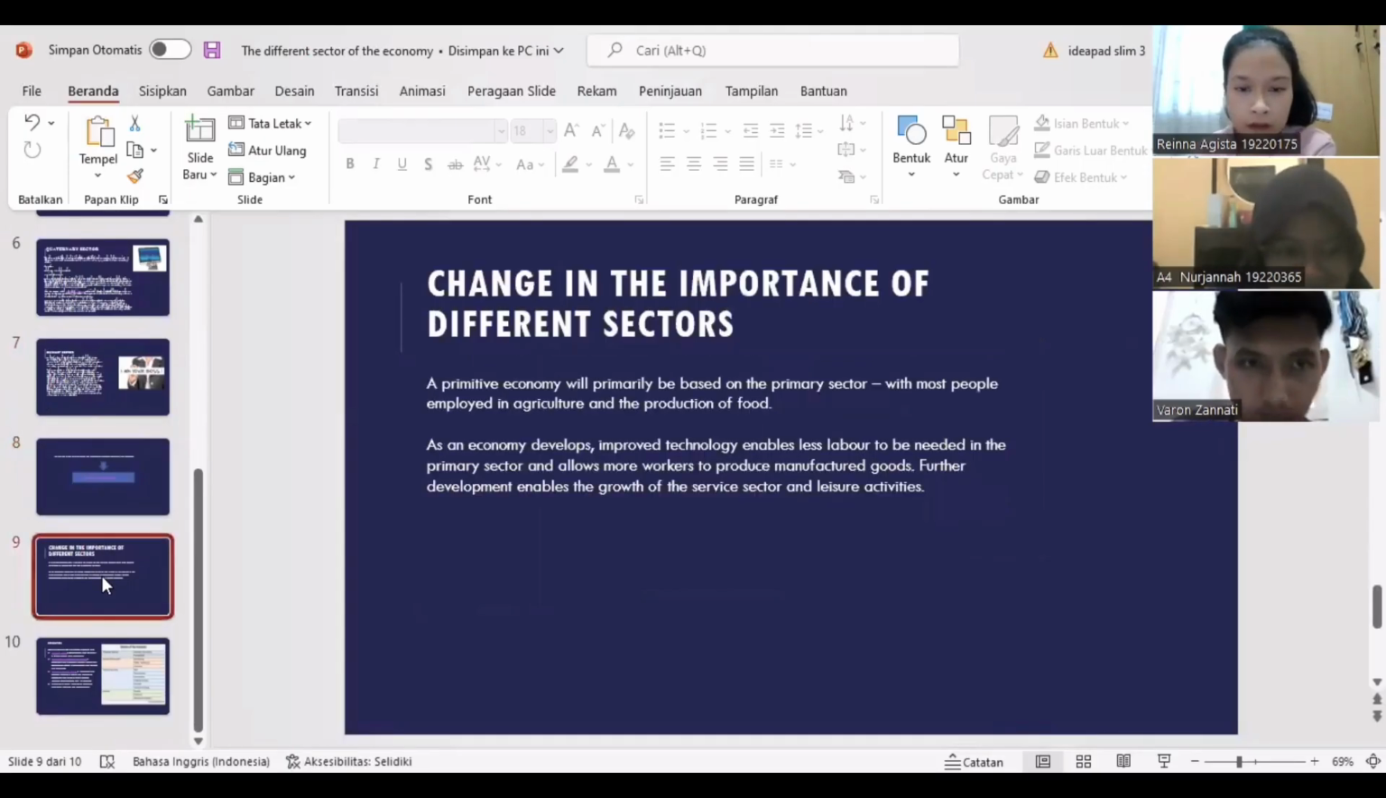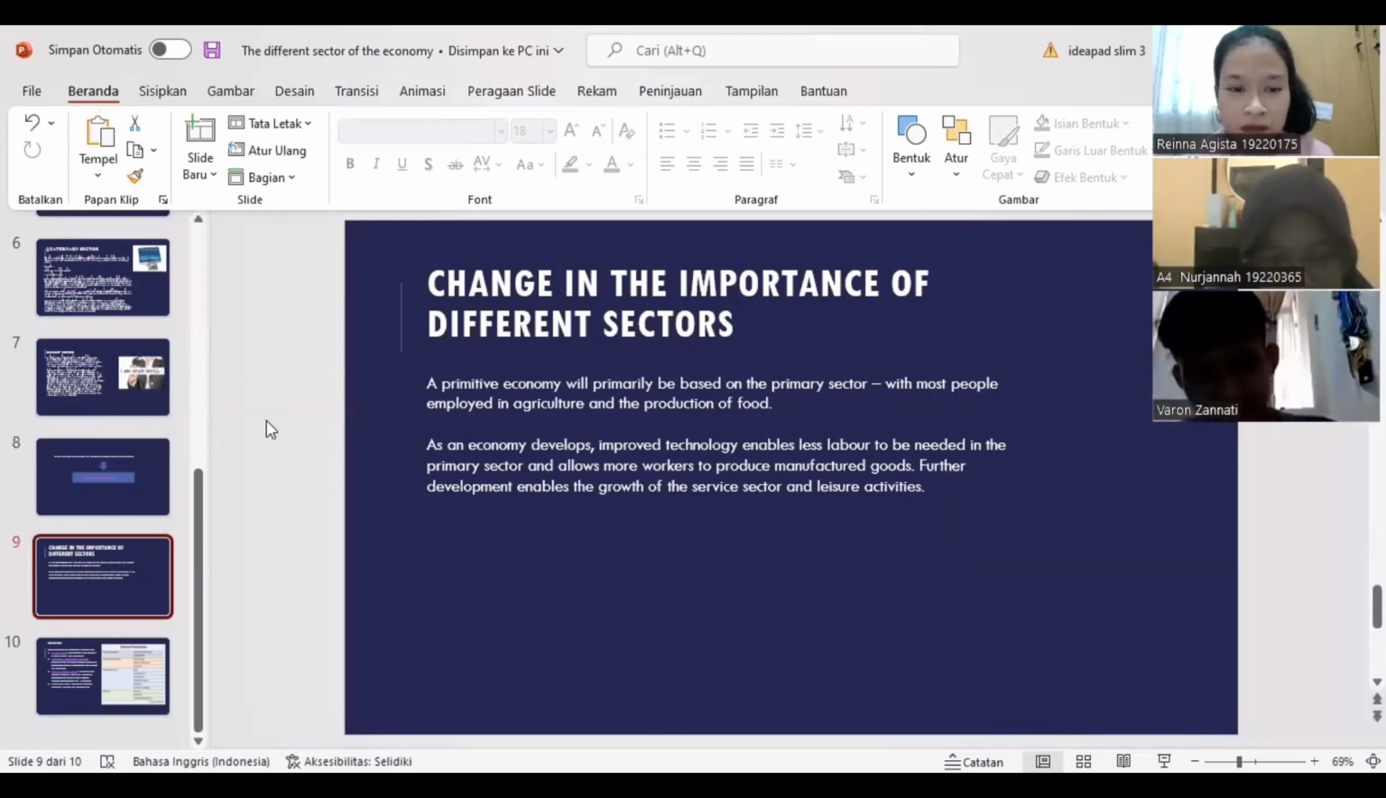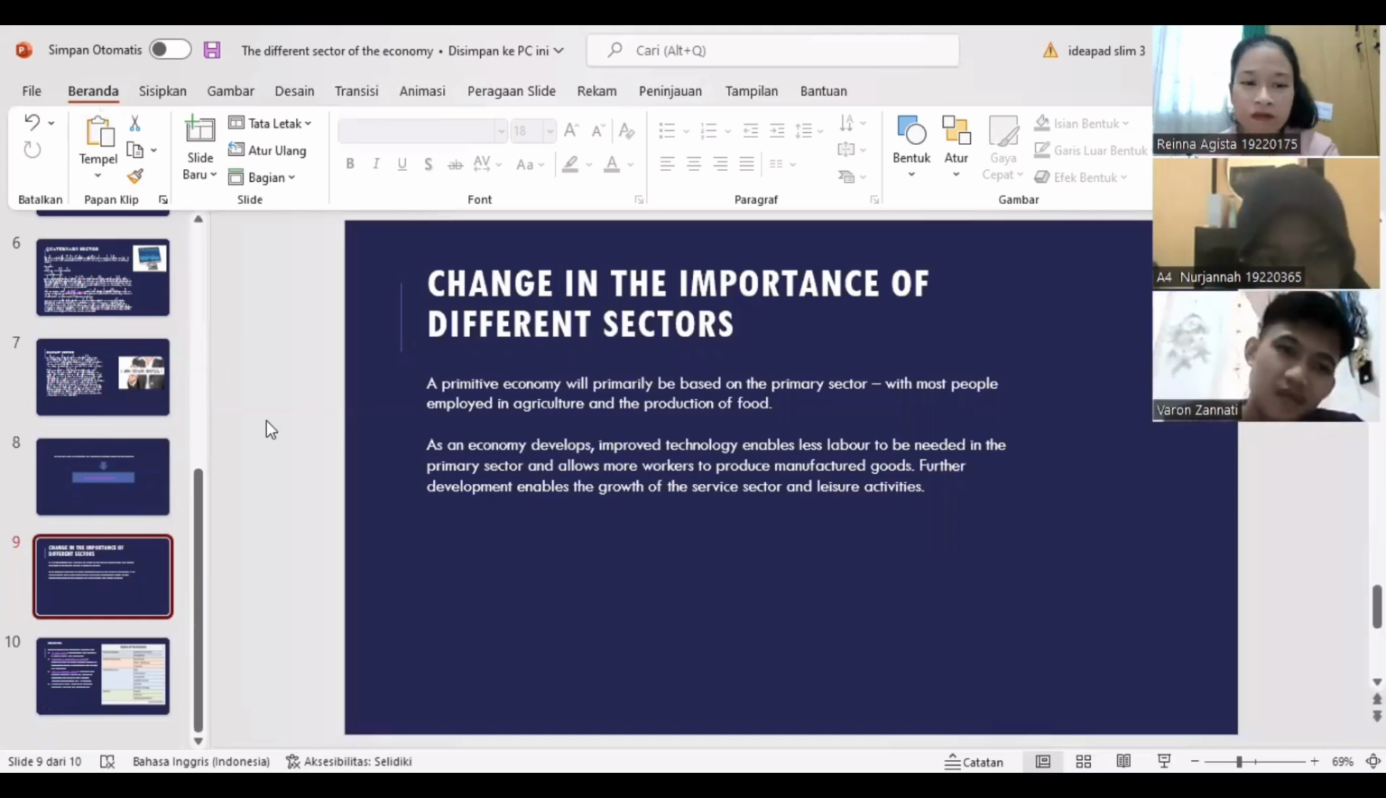Next, change in the importance of different sectors. A primitive economy will primarily be based on the primary sector, with most people employed in agriculture and the production output. As an economy develops, improved technology enables less labor to be needed in the primary sector and allows more workers to produce manufactured goods. Further development enables the growth of the service sector and leisure activities.